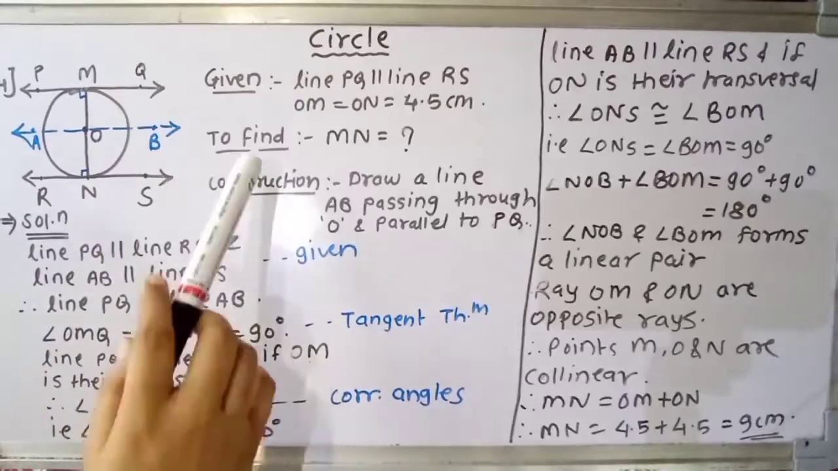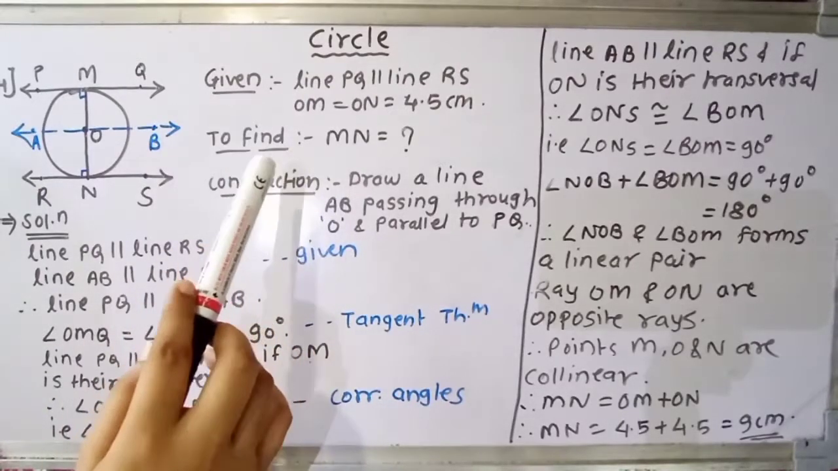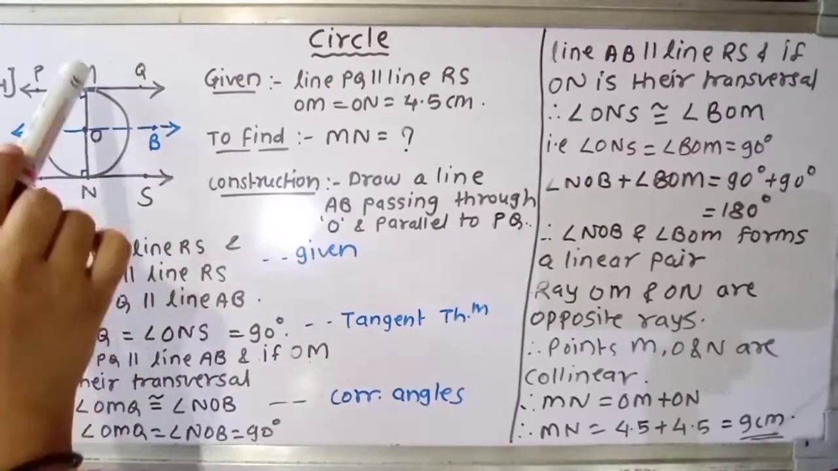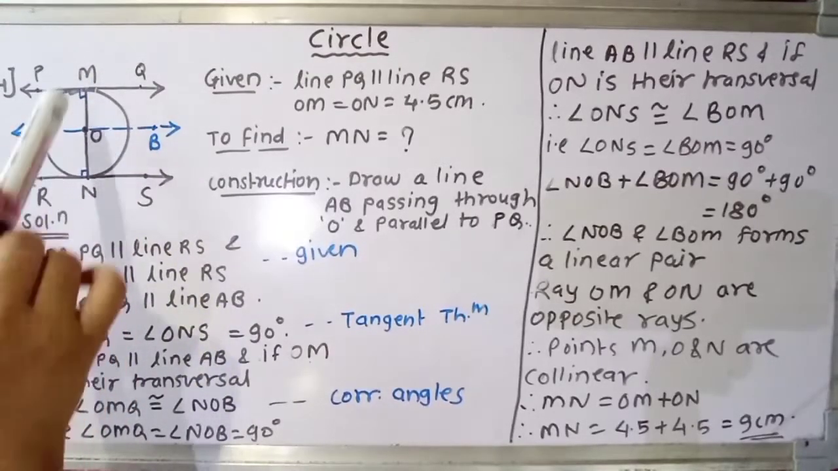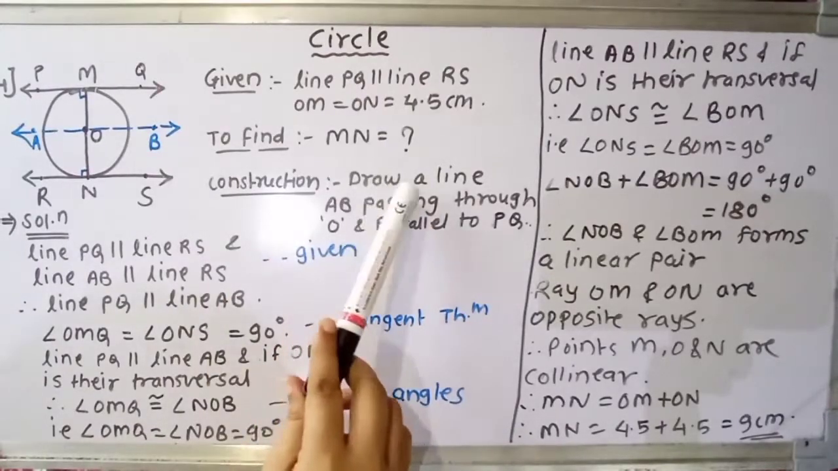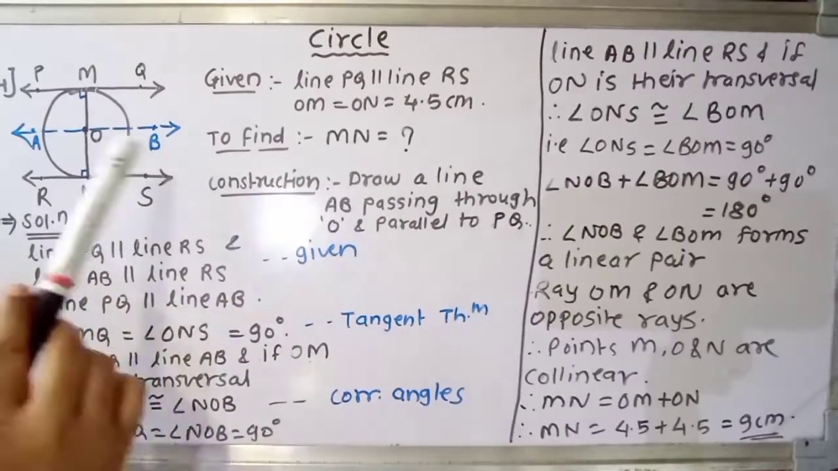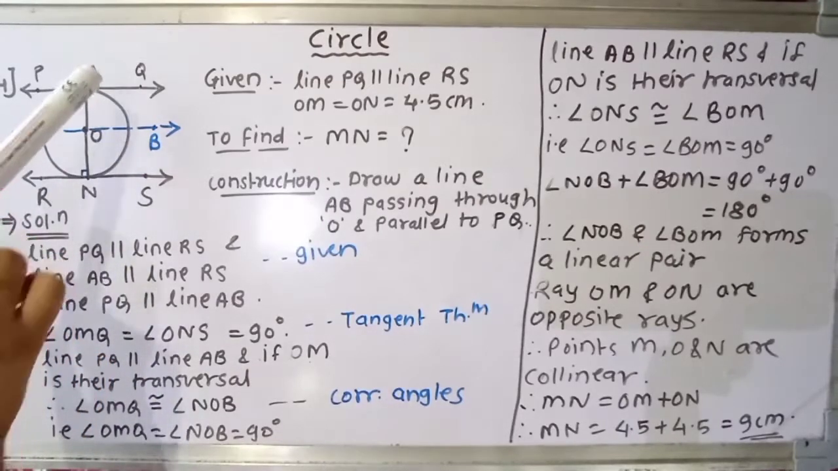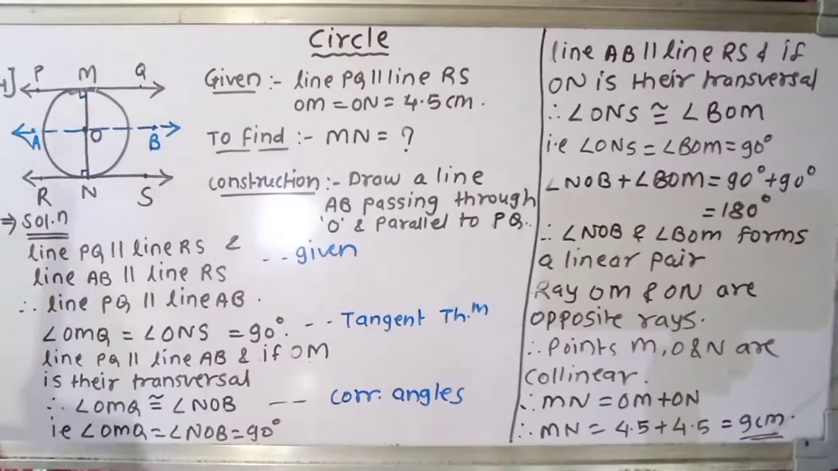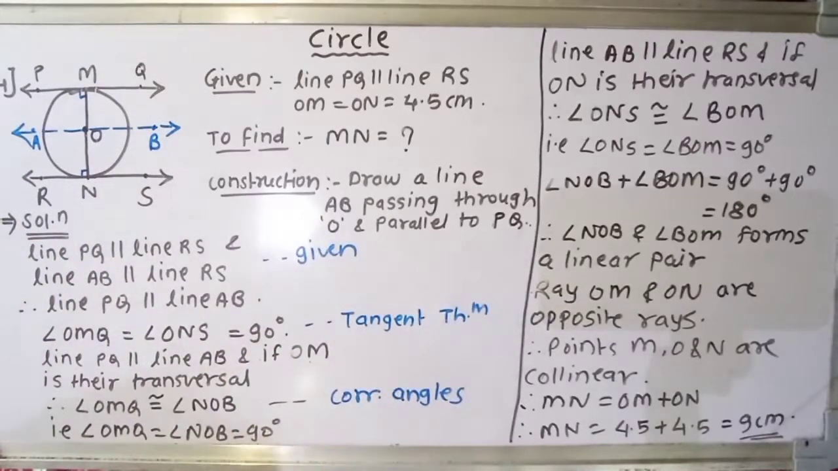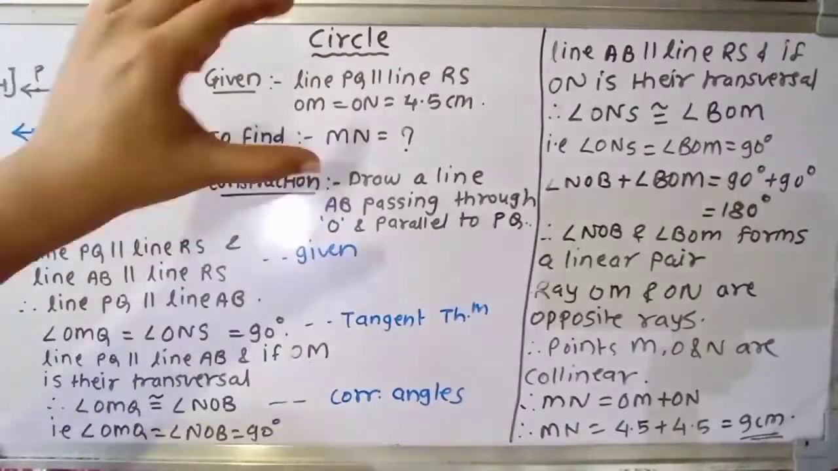And what you have to find? The distance between two parallel lines. So in this case I have to find MN, the distance between these two points M and N. Now we have to draw a line AB passing through point O and parallel to any one of the tangents. You can take PQ or you can take RS. I have taken here PQ. So this much part is clear to you.